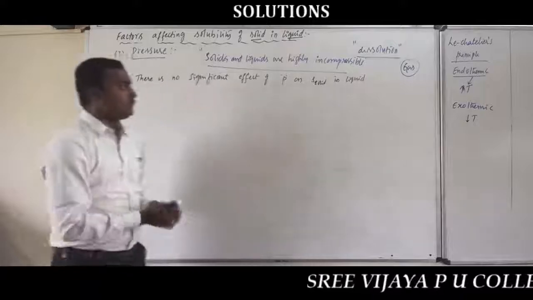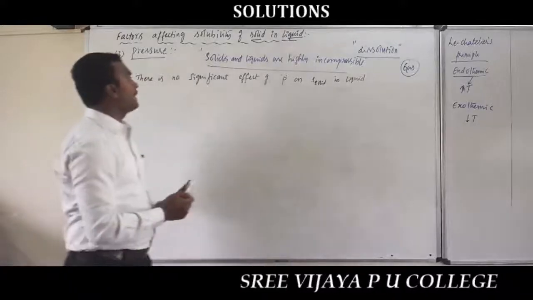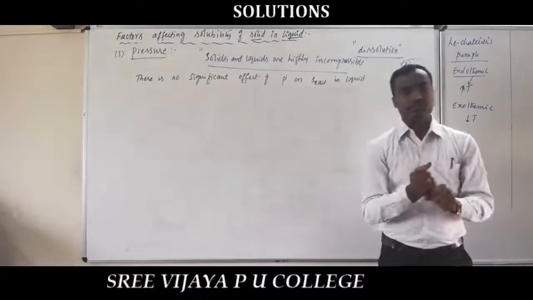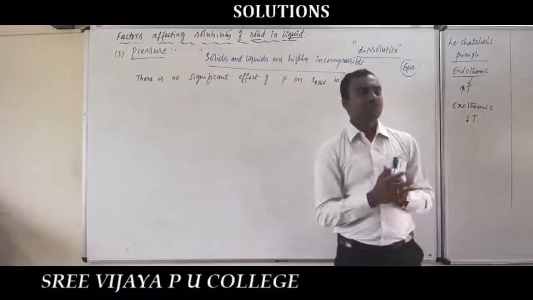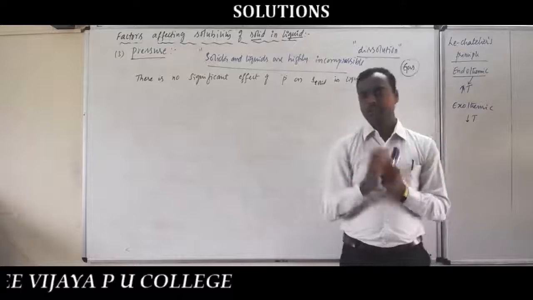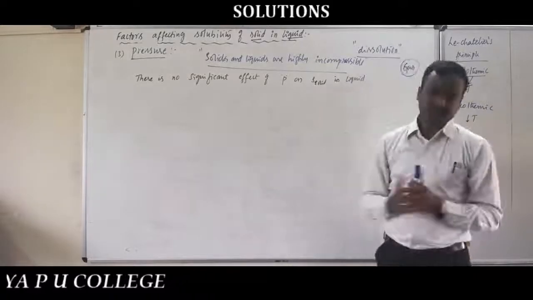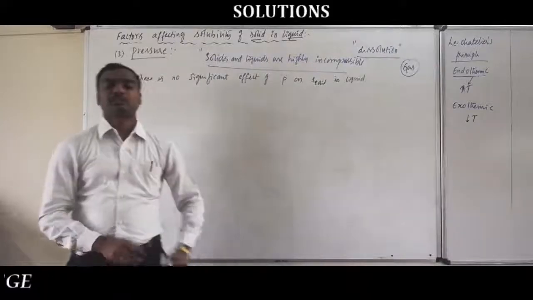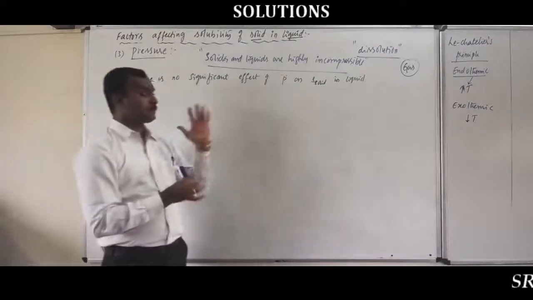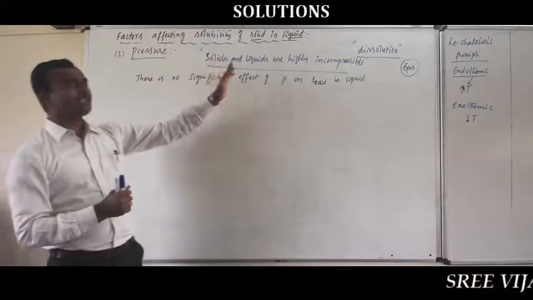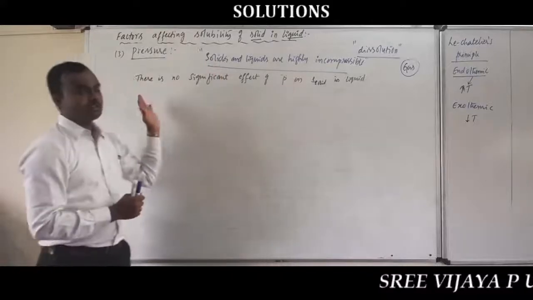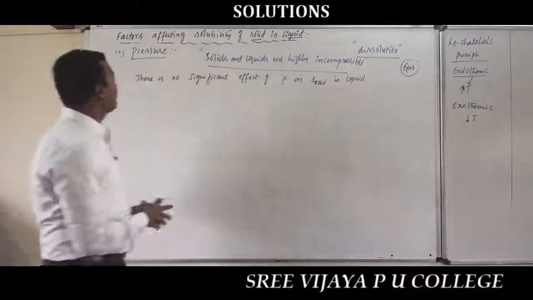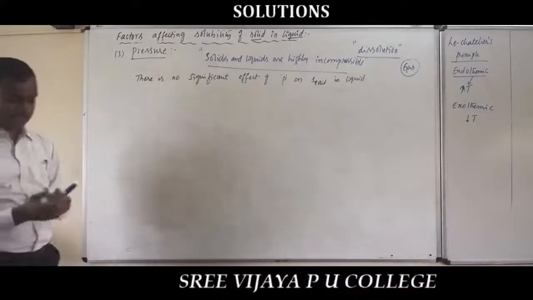That will be explained later. So that is about the factors affecting the solubility of solid in liquid. That is nature of solute and solvent, where you should check polar and non-polar. Next, for the temperature effect, you need to check whether the dissolution process is endothermic or exothermic. And for pressure, since solids and liquids are incompressible, there is no effect of pressure on the solubility of solid in liquid. So that's about the factors affecting solubility of solid in liquid.